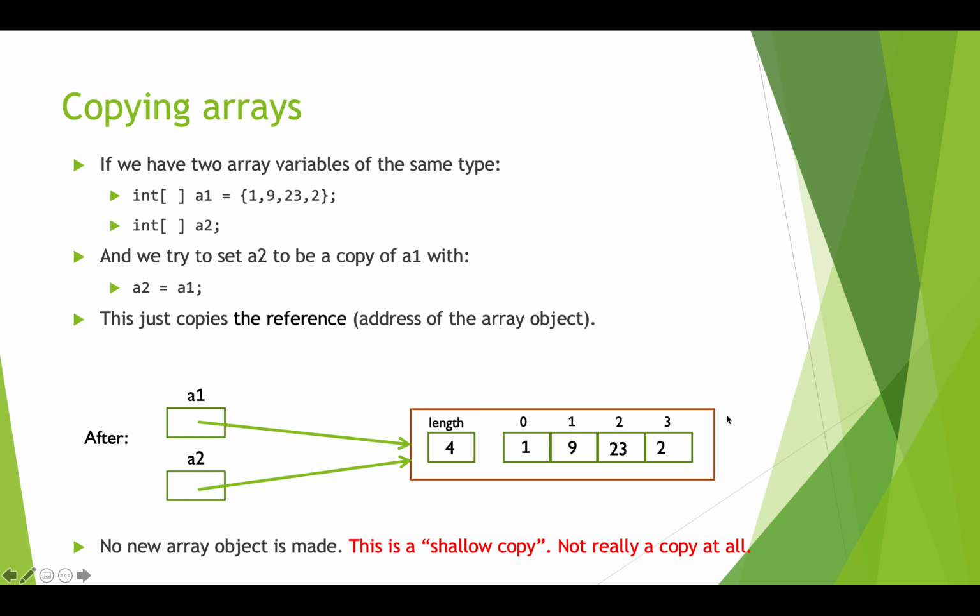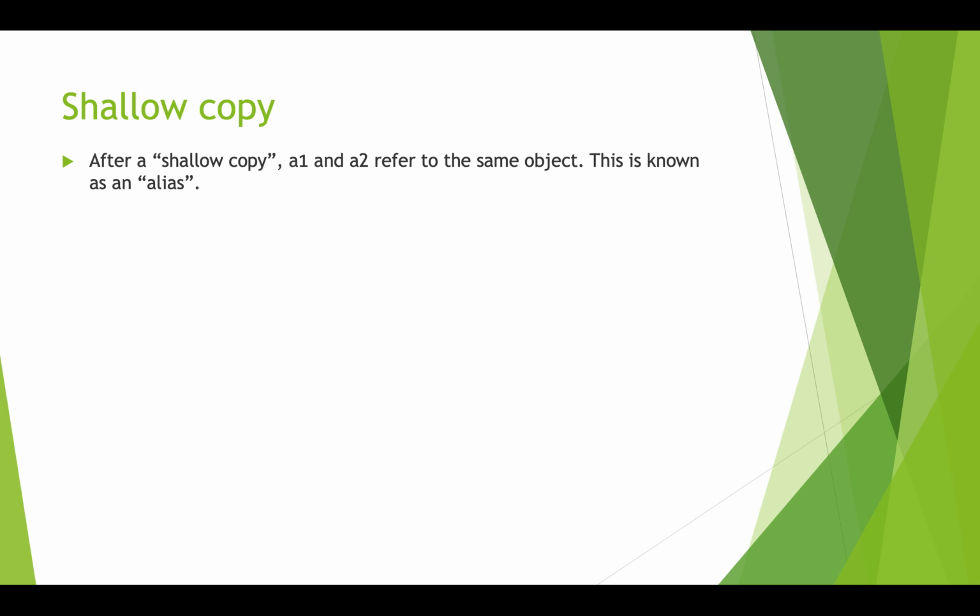So this is what we call a shallow copy, and in some sense it's not really a copy at all, it's just two reference variables pointing to the same object. No new array object has been made here. A shallow copy can be useful. It's often called an alias, where you have two reference variables both pointing to the same object, and sometimes that's just what you want.